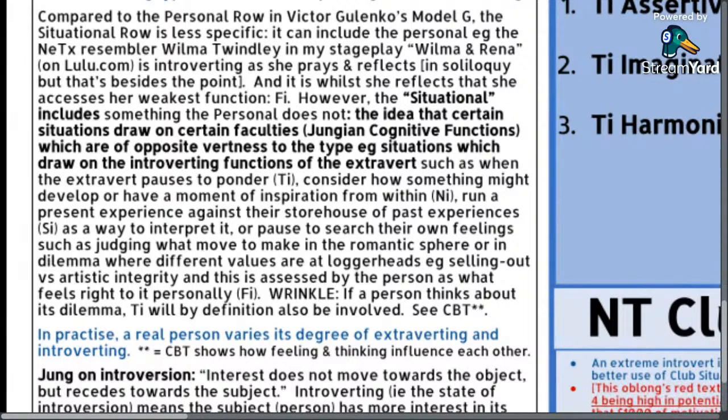e.g., situations which draw on the introverting functions of the extrovert, such as when the extrovert pauses to ponder, Ti, consider how something might develop or have a moment of inspiration from within, Ni, run a present experience against their storehouse of past experiences, Si, as a way to interpret it, or pause to search their own feelings, such as judging what move to make in the romantic sphere, or in a dilemma where different values are at loggerheads, e.g. selling out versus artistic integrity, and this is assessed by the person as what feels right to them personally, Fi. And then a wrinkle about CBT.